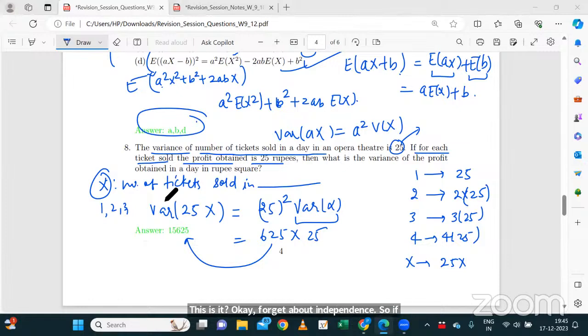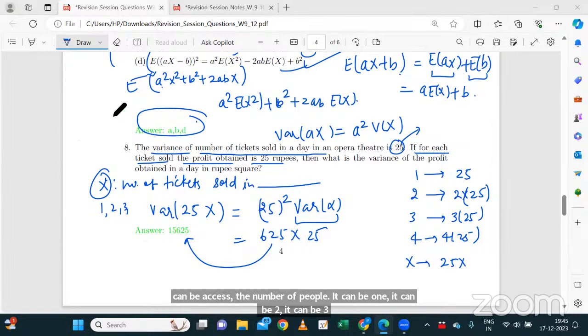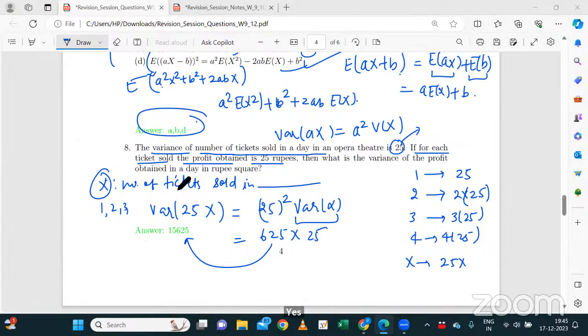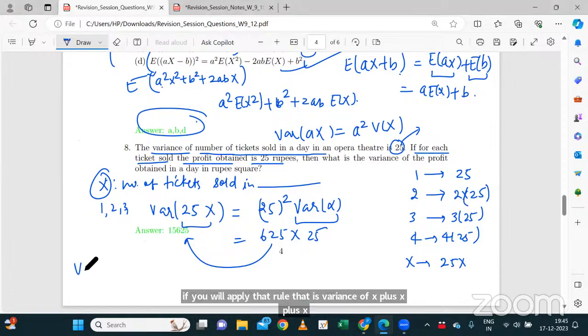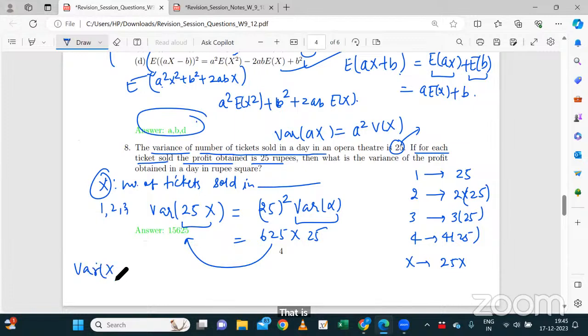Sir, if you apply that rule, variance of X plus X plus X, that means 25 times, right? Only then will you get these things. Basically, what you are doing is variance of X. Let's say one time X1 tickets have been sold, then variance of X. Here you are talking about the same random variable, right?